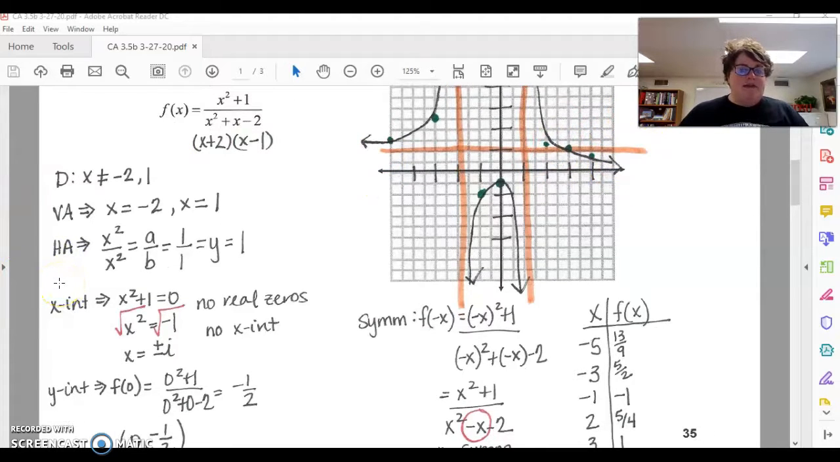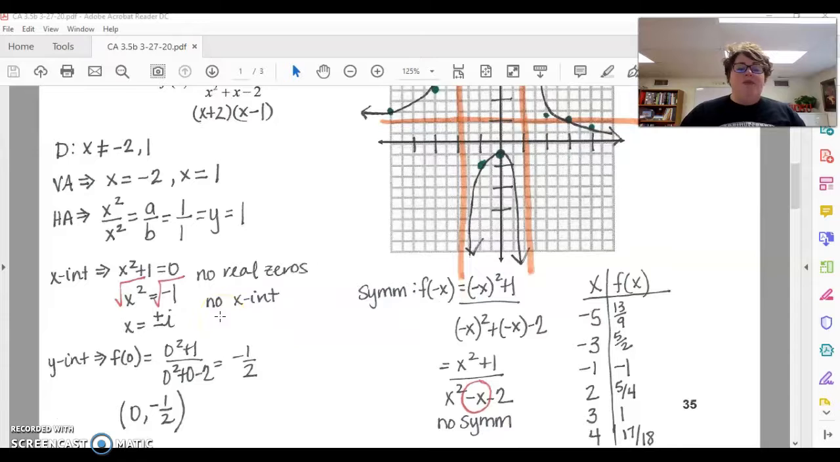X and y intercepts. For your x intercepts, you want to set the top equal to 0 and solve. When you solve this, you do get imaginary numbers, so that means it's not real. And remember, your x-intercepts have to be within the domain, and the domain means you have to have real numbers, and then it cannot be undefined. So there's no x-intercept here because there's no real zeros. For my y-intercept, I plug 0, I do f of 0, so 0 everywhere there's an x, and I get out negative 1/2. So my y-intercept is 0, negative 1/2, and you can see it graphed right here.